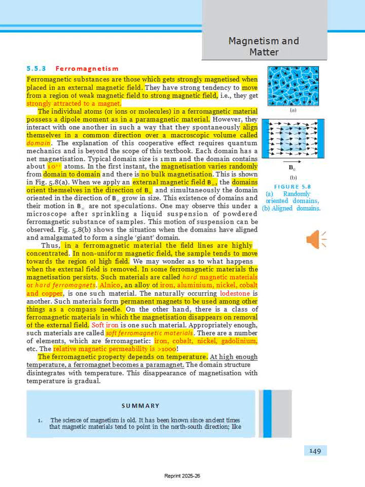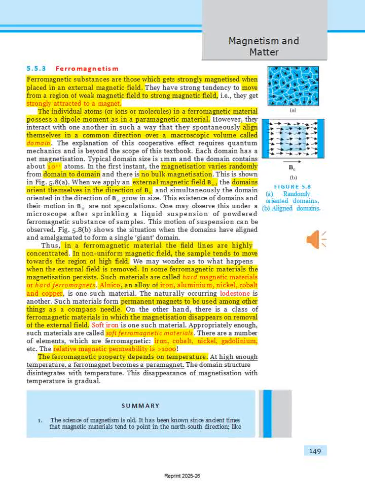On the other hand, there is a class of ferromagnetic materials in which the magnetization disappears on removal of the external field. Soft iron is one such material. Appropriately enough, such materials are called soft ferromagnetic materials. There are a number of elements which are ferromagnetic: iron, cobalt, nickel, gadolinium, etc. The relative magnetic permeability is greater than 1000.